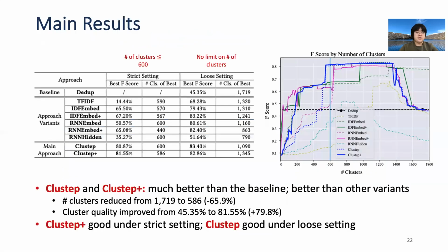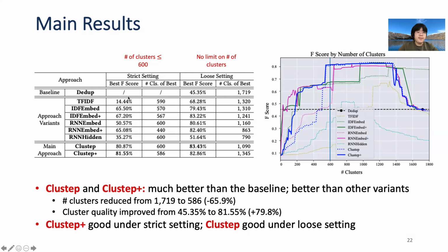Here comes the main result. Except the baseline, for both our approach and the variants, the number of clusters can be dynamically adjusted. So we consider two settings, the strict setting and the loose setting. In the strict setting, we limit the number of clusters to be within 600 so that the human testers can implement fewer test API methods. In the loose setting, we leave this constraint.